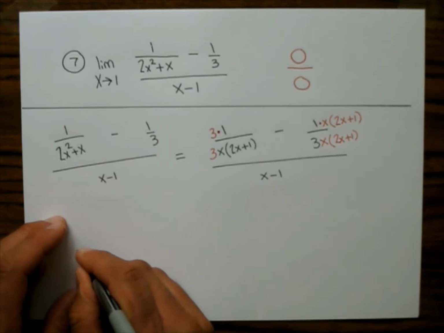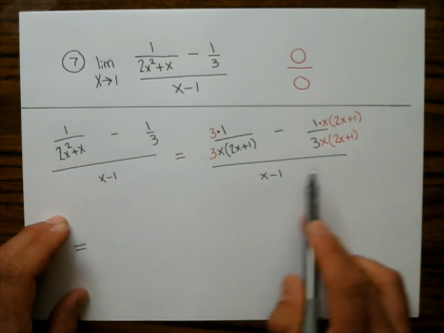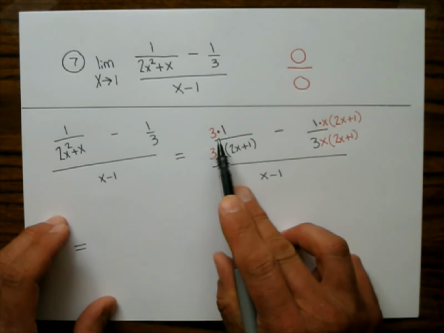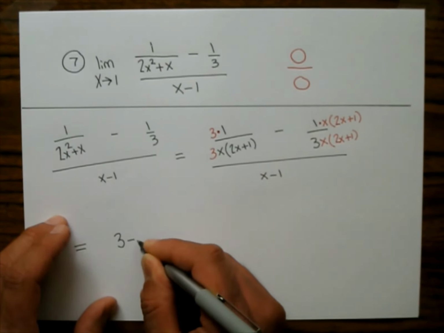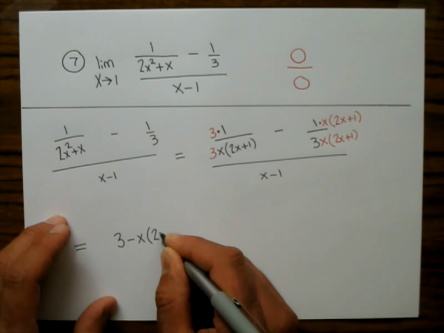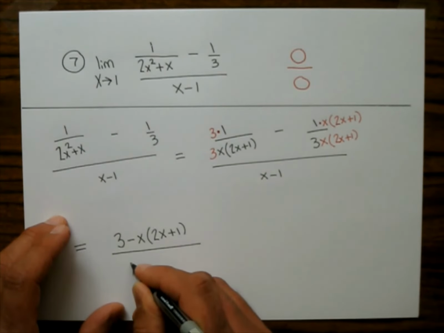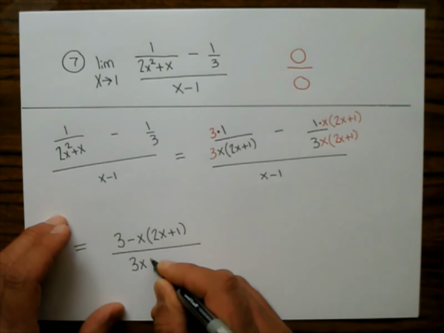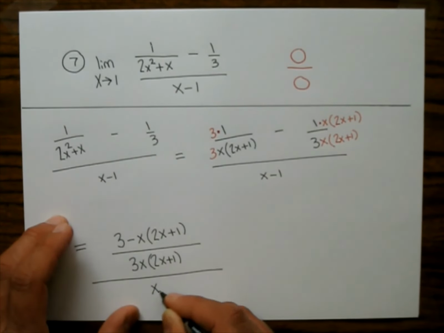Okay, so what I'm doing is I'm not writing the limit every time because that's just going to be a pain. I'm just doing some algebra on this. So I have 3 minus that on the top: 3 minus x times 2x plus 1. And then this is all over 3x times 2x plus 1. This is all over x minus 1.